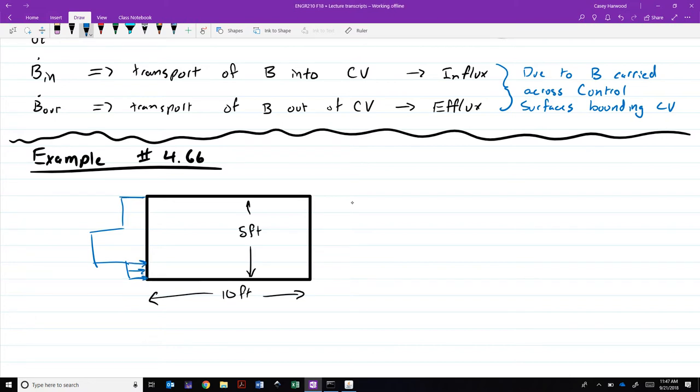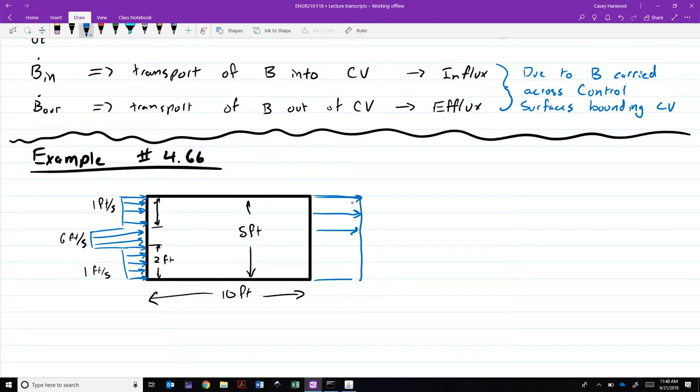In other words, we have uniform flow of 1 foot per second over a 2 foot width at each side. And then the center 1 foot wide section of the channel has a flow speed of 6 feet per second. And then leaving the channel, we have a completely uniform flow velocity of 2 feet per second.